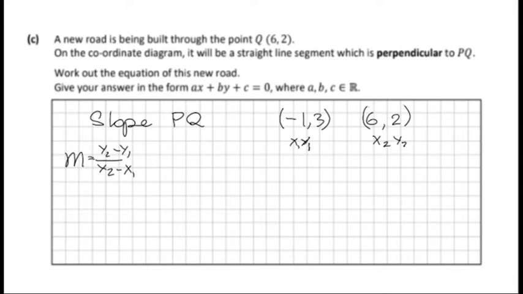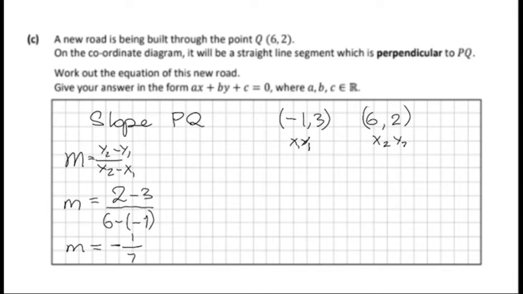So m is equal to, we have y2 is 2 minus y1 is 3. So we're going to have 2 minus 3 as the numerator. And down below for the denominator, we will have x2, which is 6, minus x1, minus minus 1, which is going to be plus 1. So we get 6 minus, open your brackets when you're inputting a negative value, and let's use the calculator now, and we will get our slope of 7 below and 1 above, and it's all negative. So minus 1 over 7 is the slope of PQ. So it makes sense.